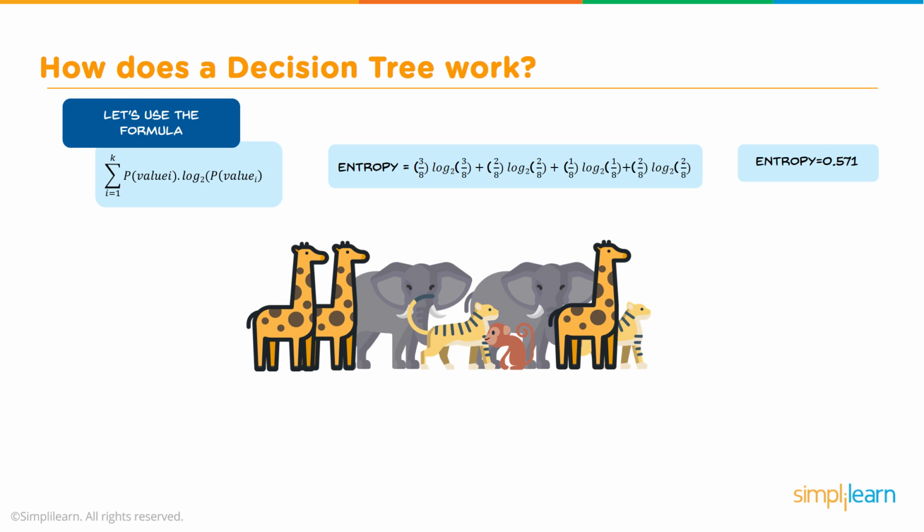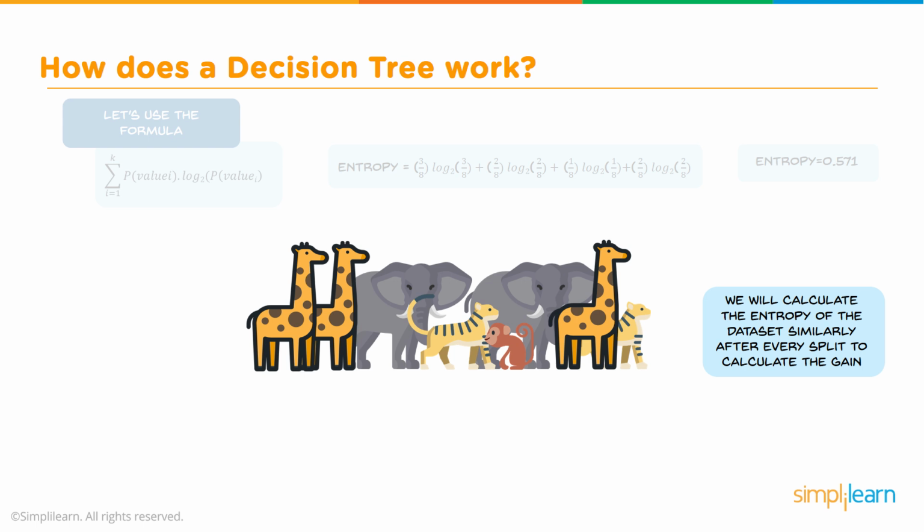So log base 2 of 3 over 8 plus, in this case let's say it's the elephants, 2 over 8, 2 elephants over a total of 8 times log base 2, 2 over 8, plus 1 monkey over a total of 8, log base 2, 1 over 8, and plus 2 over 8 of the tigers, log base 2, 2 over 8. And if we plug that into our computer or our calculator, I obviously can't do logs in my head, we get an entropy equal to 0.571.